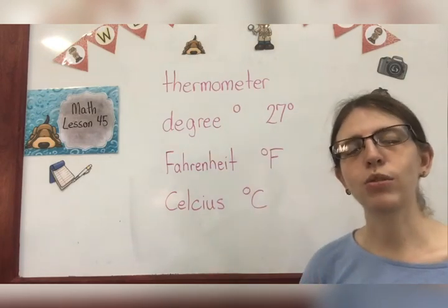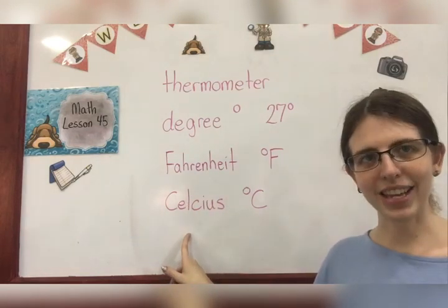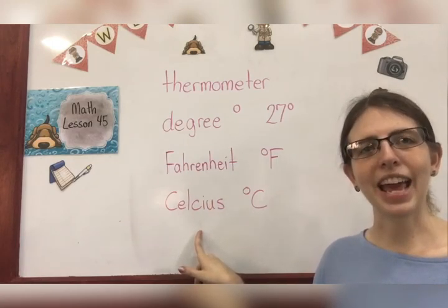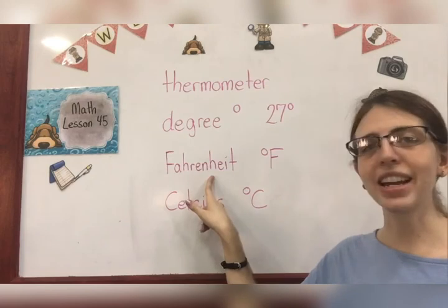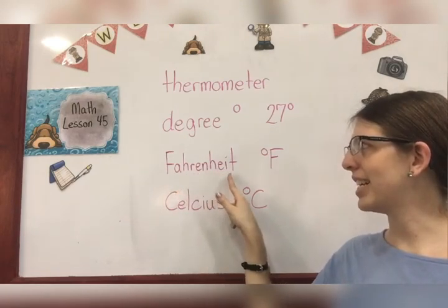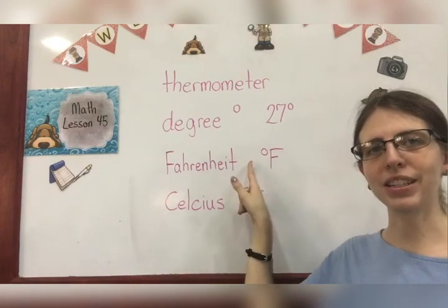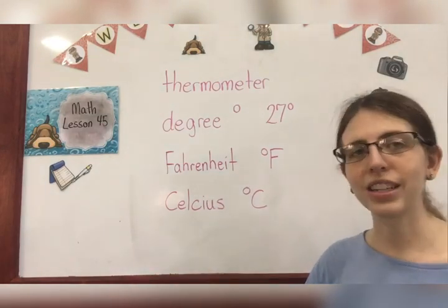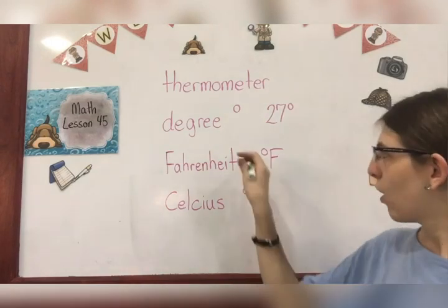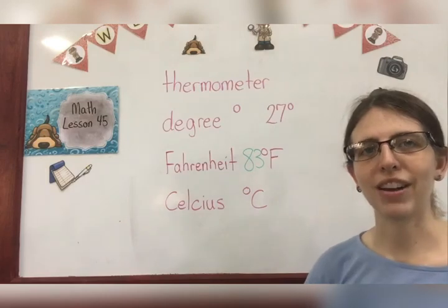Then we have to use one of two scales. We have to say whether it's in Fahrenheit or Celsius. Let's say Fahrenheit. F-A-H-R-E-N-H-E-I-T, Fahrenheit. So if something is in Fahrenheit, we say degrees Fahrenheit. For example, if it's 83 degrees Fahrenheit, we would say 83 degrees Fahrenheit.